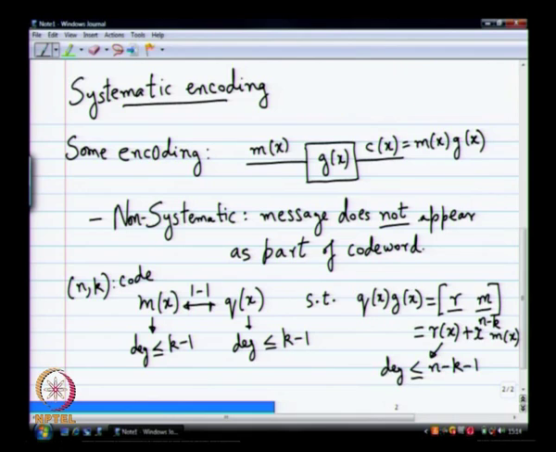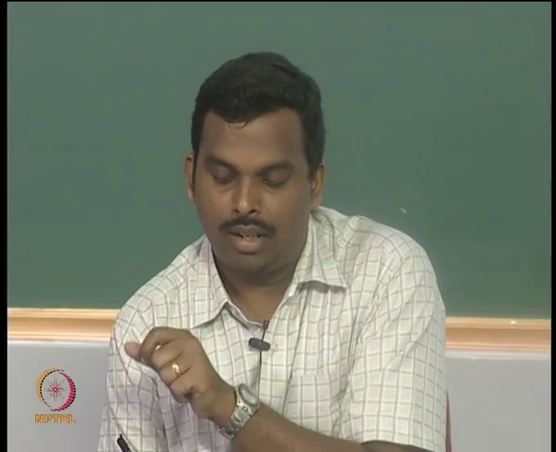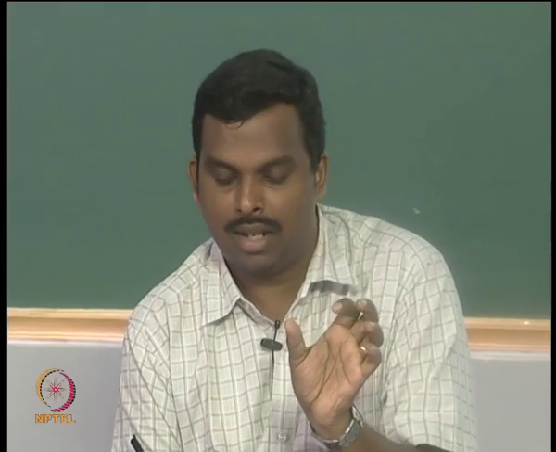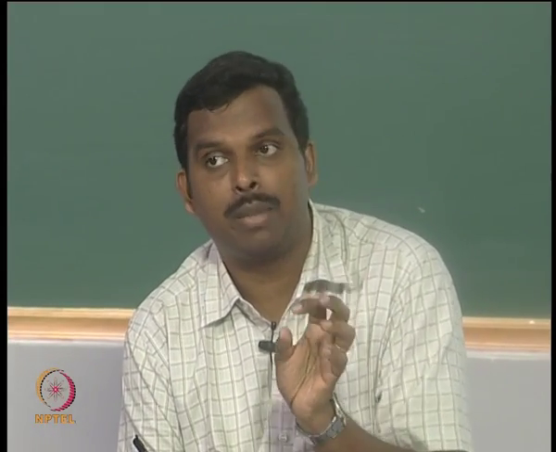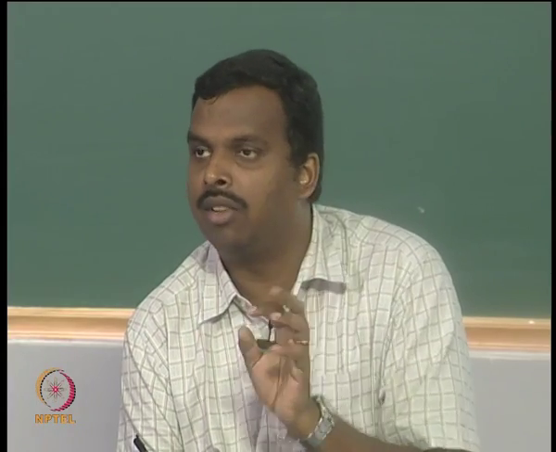Is that okay? So I have to find a q of x which will satisfy this equation, okay. So why did I do x to the power n minus k times m of x? Because that is what will shift my m of x to that position, okay. So I push it to that position, right, and then add some r of x here. R of x should have degree definitely less than or equal to n minus k minus 1, okay. Only then it will not disturb anything in my message, it will appear as it is. So r will come here and do that, okay.